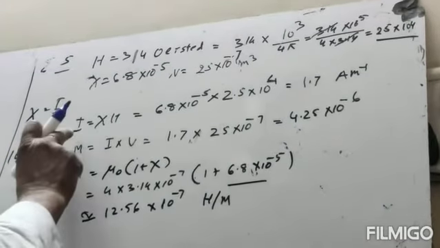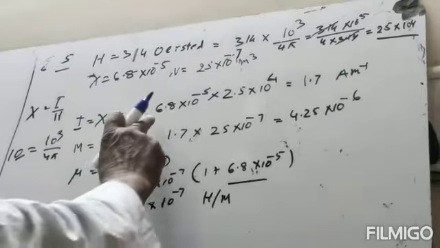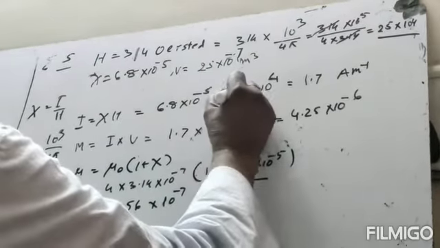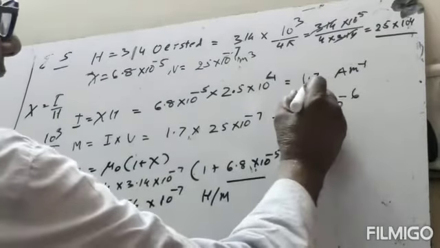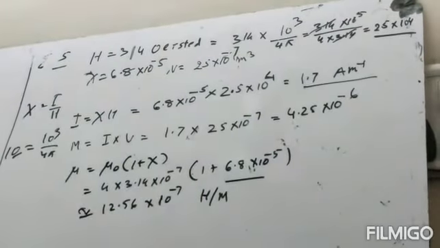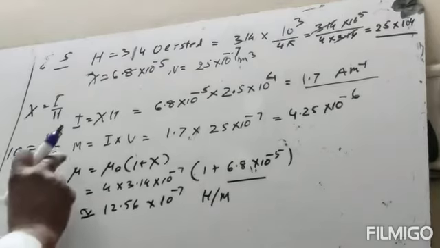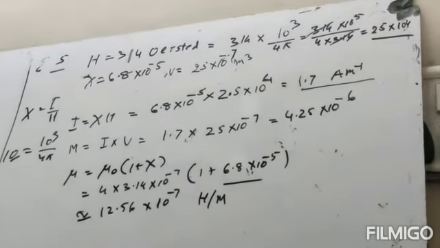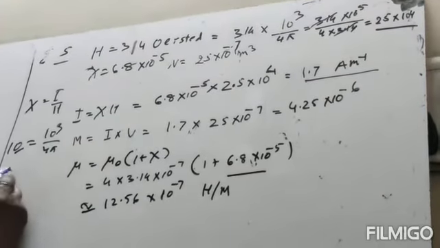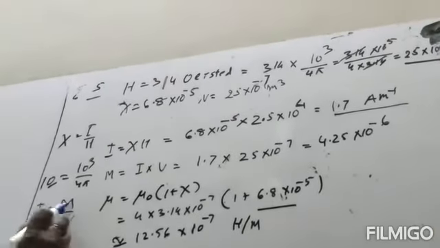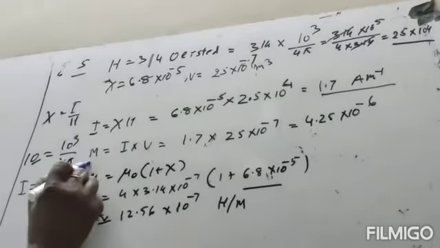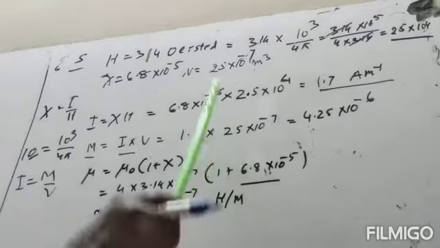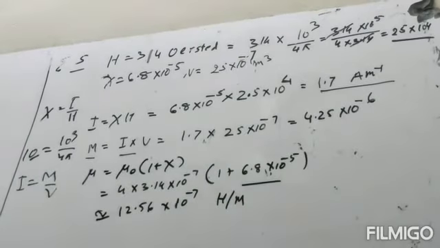So I is equal to chi into H. So chi is 6.8 into 10 raised to minus 5 into 2.5 into 10 raised to 4. So we will multiply and we will get the value of I. Now what will be the value of M? We know that I is equal to M by V. So M will be equal to I into V. The I value we have found, we multiply with the known volume and we will get this.